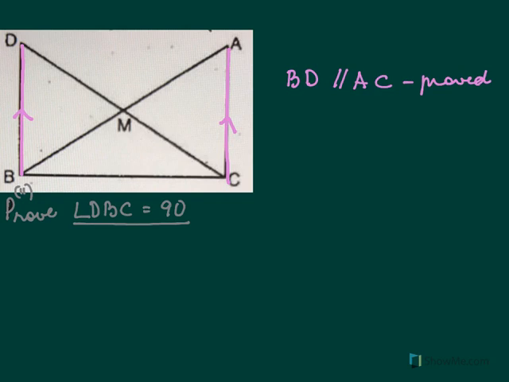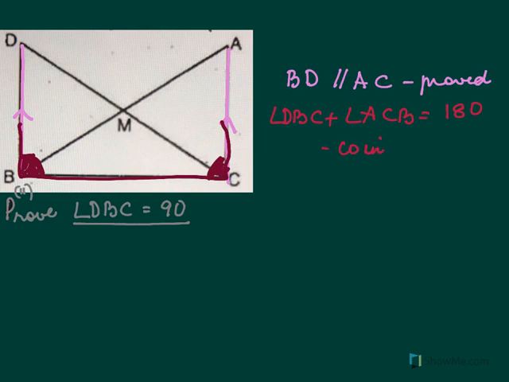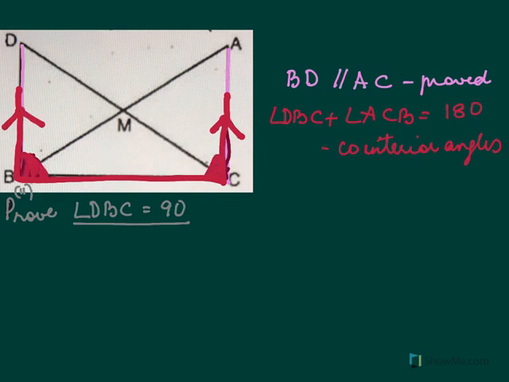Now if they are parallel, let's mark our co-interior angles. This angle and this angle form that U. We have this entire U like this, right? So I can say angle DBC plus angle ACB equals 180. Reason: co-interior angles. Here I have my U of my parallel lines, and these lines are parallel. This is parallel to this. So this angle plus this angle will be 180.